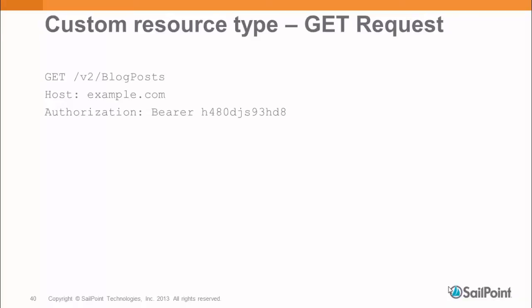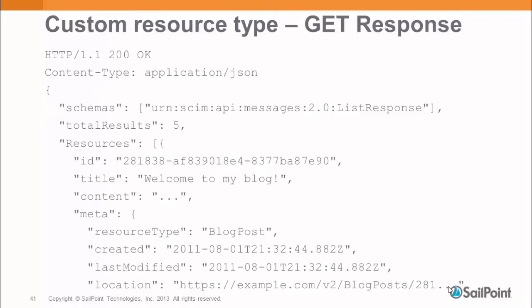So here's an example, real quick, of using one of those extended or brand new resource types. You do a GET on /blogpost, and you get a blog post back. And so that's an example of using SCIM for something that is completely unrelated to identity, but you might want to do it.